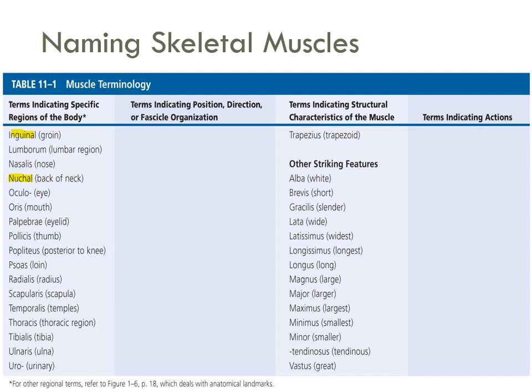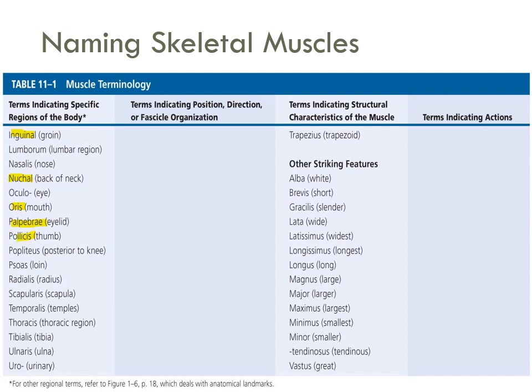Oculo is in the eye. So we have orbicularis oculi, the round muscles surrounding the eye. Oris is around the mouth. Palpebrae is on the eyelid. So we have a levator palpebrae, which opens, lifts the eyelid.